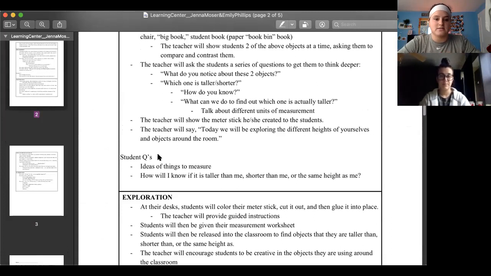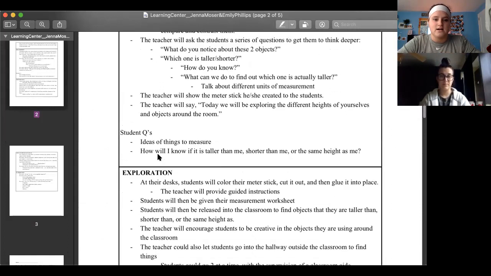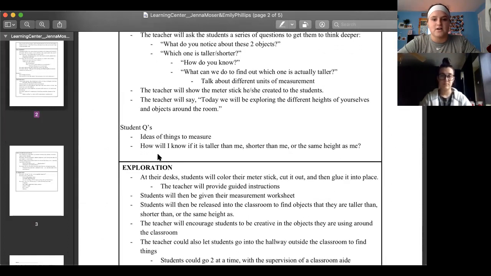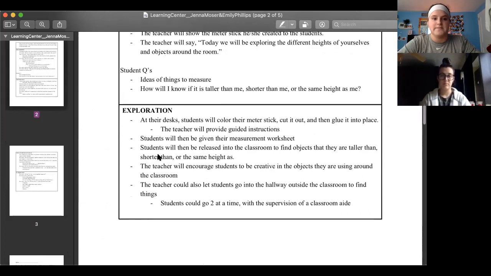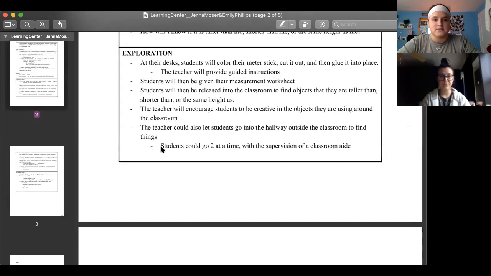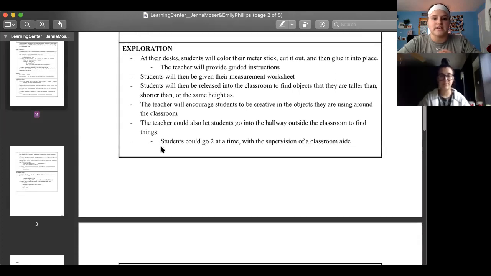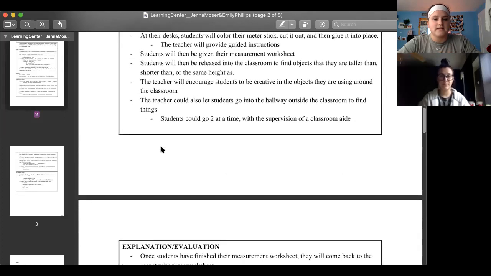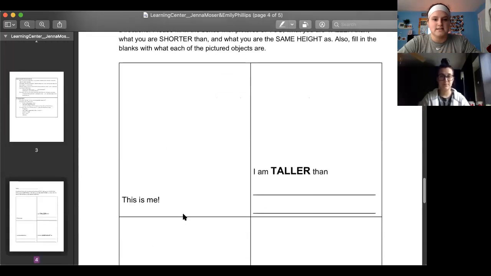And then the student questions that we want them to have are coming up with their own ideas of things to measure, and then how will they know themselves if it's taller than them, shorter than them, or the same height. So moving on to the exploration, like I said, students would be creating their own meter stick, so cutting it out, coloring it, and then gluing it. Then they would be given their measurement paper, which is this. They would complete this.